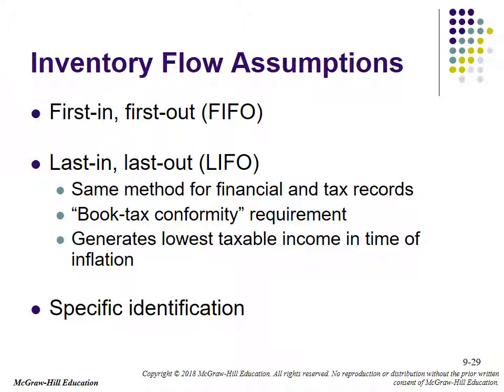You also have specific identification where you can say, I sold this item. I know exactly how much I paid for that. So I'm going to put that cost into cost of goods sold. And you also have average cost you can choose from.